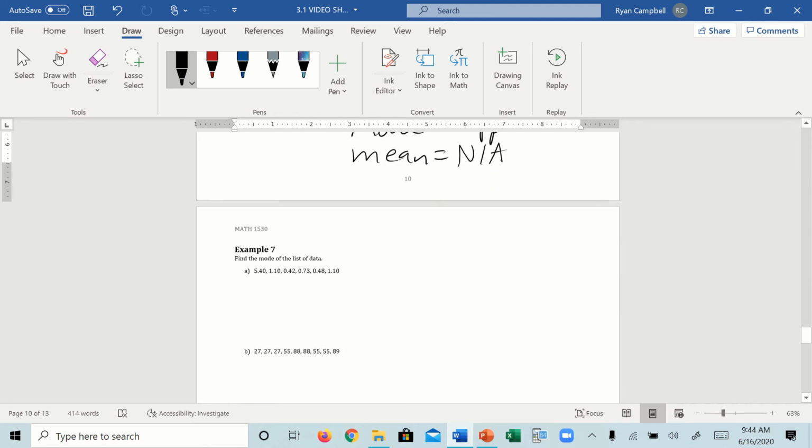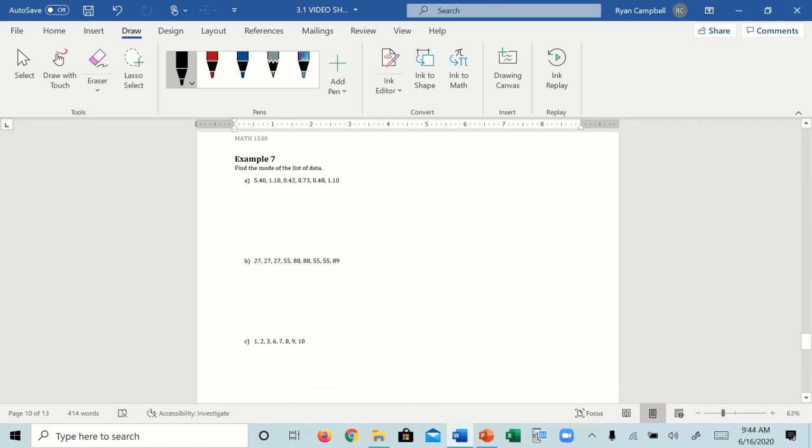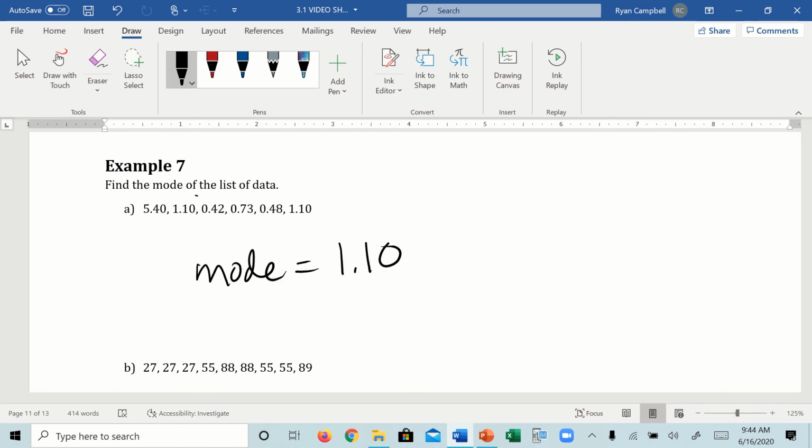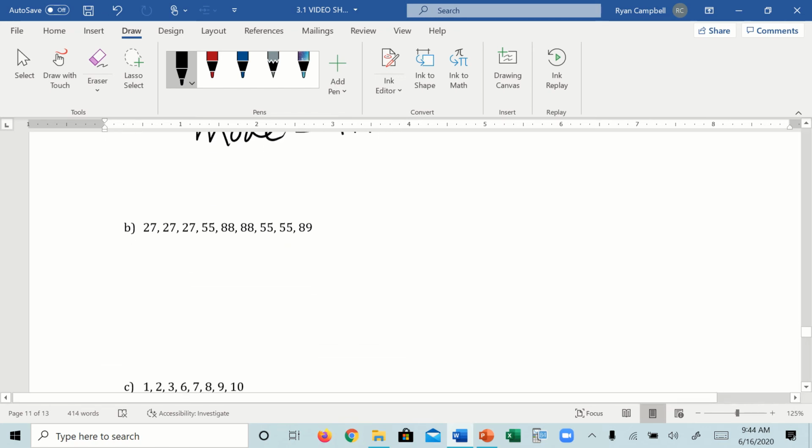All right. So, what is the mode of the first list? Out of the first list, which one occurs the most often? So we can see the mode is 1.10. That occurs 2 times. Nothing else occurs after that. So there's one mode of 1.10. Part B, what's the mode?